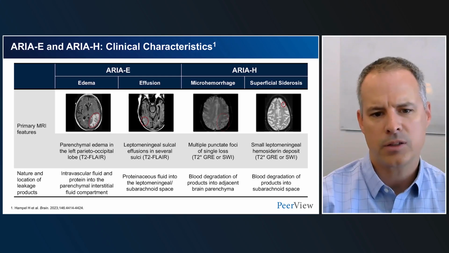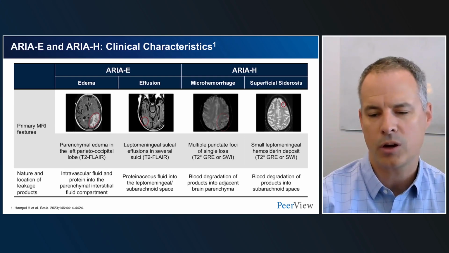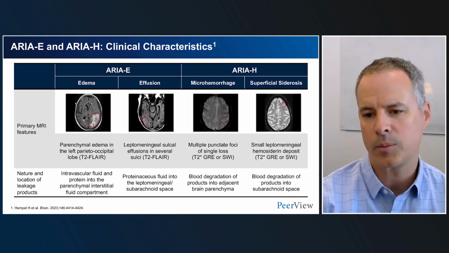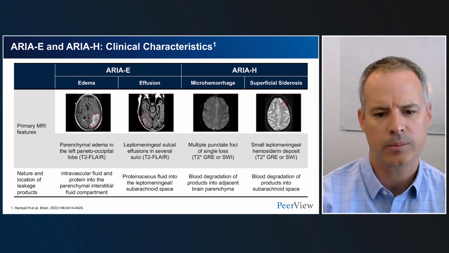And ARIA-H is indicated by microhemorrhages, which are seen usually on the GRE or T2 star images, or even more effectively using SWI, or susceptibility weighted imaging, sequences. So you're looking for multiple punctate foci on the SWI image indicating microhemorrhages. Another indication of ARIA-H is superficial siderosis, which is leptomeningeal hemosiderin deposits, usually around the edges of the brain and the sulci, again seen on T2 star GRE or SWI images.